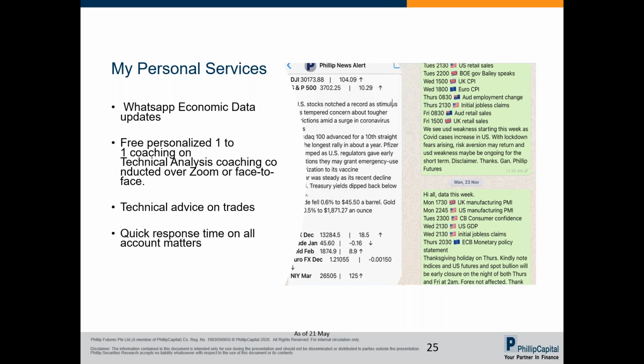Let me just touch on the available services offered by Phillip Capital. If you sign up for the account, which is available online using my QR code that will be shown later, I'll be providing WhatsApp economic data updates every week. There will also be technical discussions on trades, and I'll be assisting you with any questions pertaining to your account or trading. I cover markets on Forex, Global Indices, Precious Metals, Energy, and Commodities.